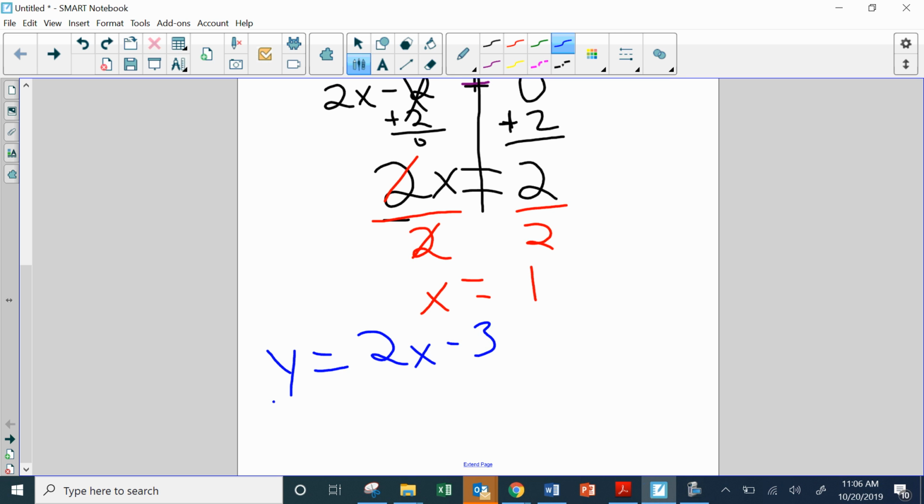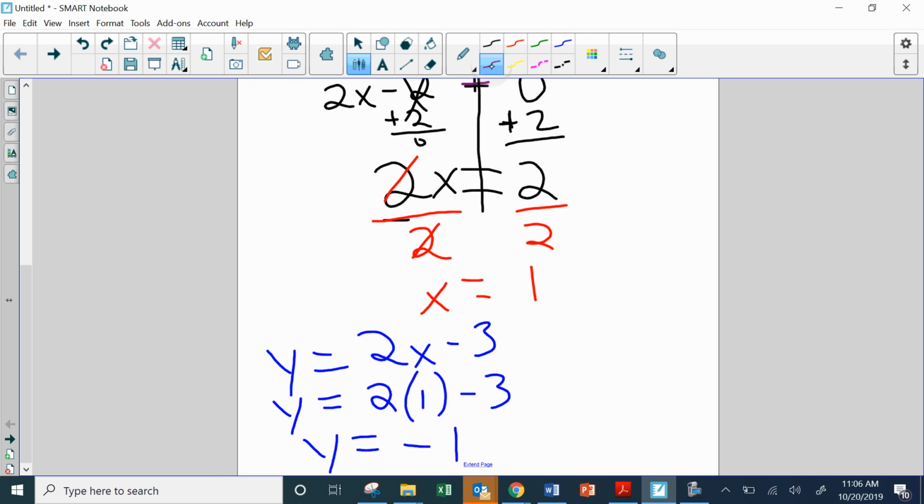I know x equals 1, so y equals 2 times 1 subtract 3. Y is going to equal then negative 1. 2 times 1 is 2. 2 subtract 3 is negative 1.